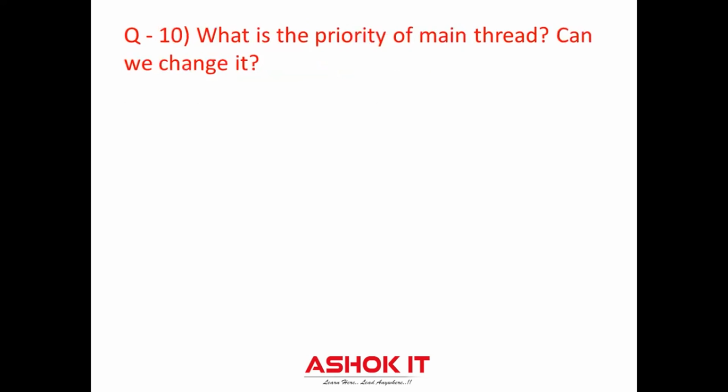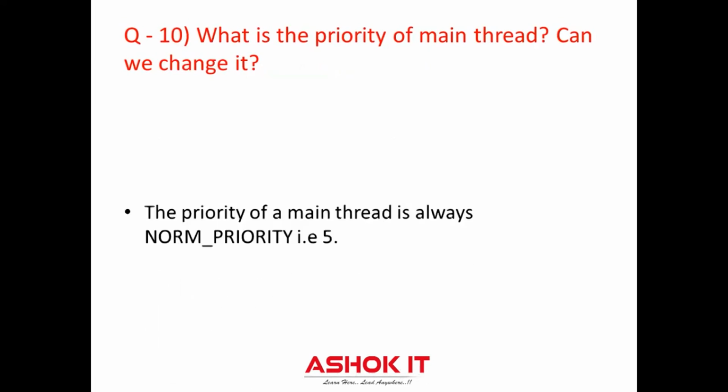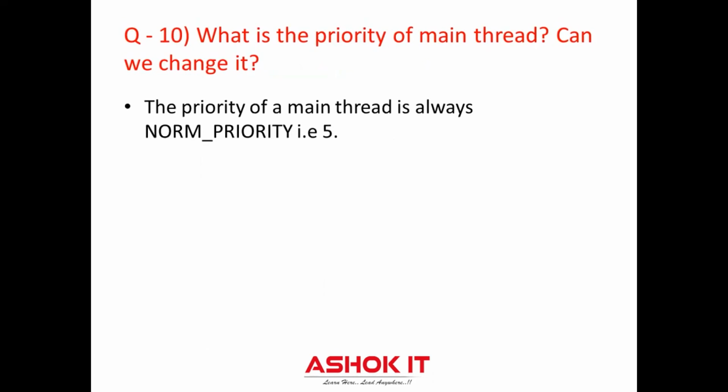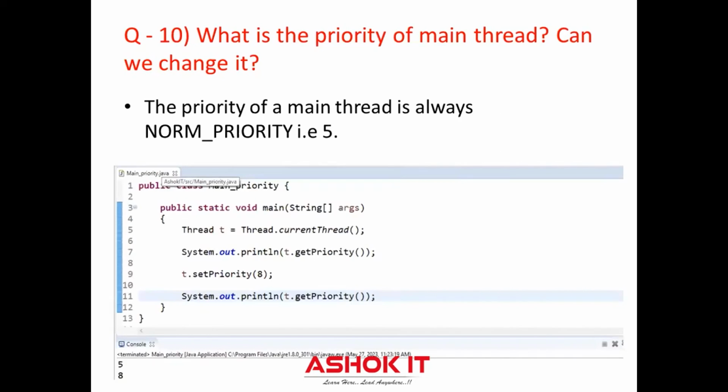Question number 10. What is the priority of the main thread, and can we change it? The normal priority of the main thread is 5. Yes, you can change it. With the help of the setPriority method, you can change the priority of the main thread also. And likewise, with the help of setPriority, you can change the priority of any thread.